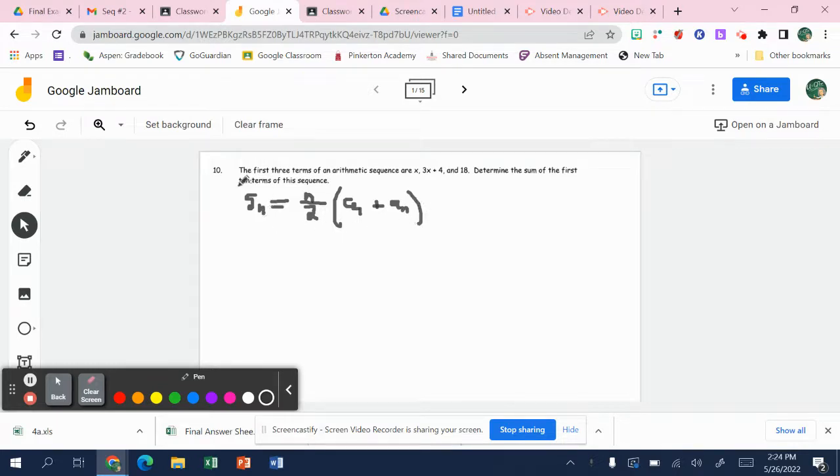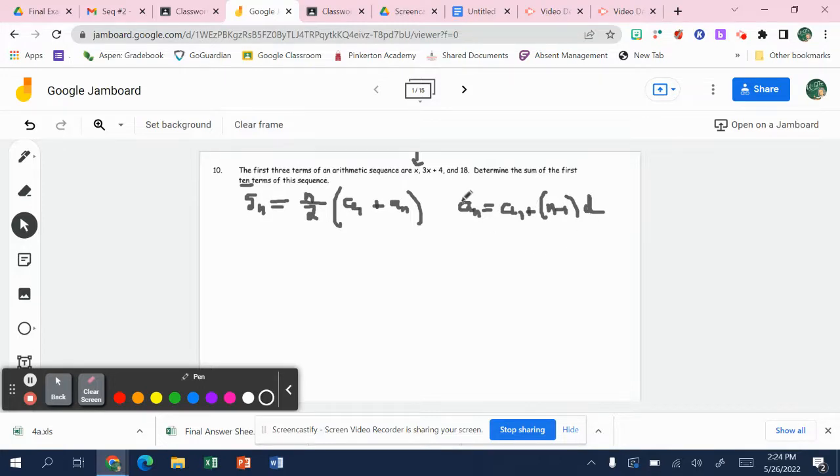Well, the sum is what I'm trying to find. I know n is 10 because they told me they want to find the first 10 terms. I know a1 is x, but I don't know what an is. So if we go to that formula, I have an equals a1 plus n minus 1 times d.